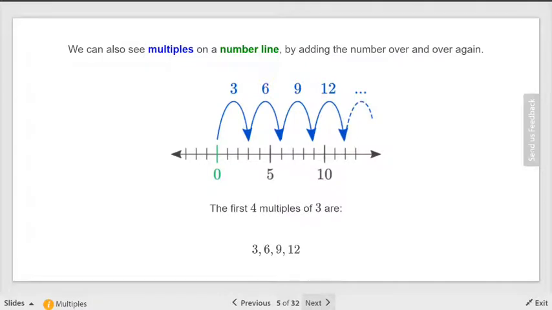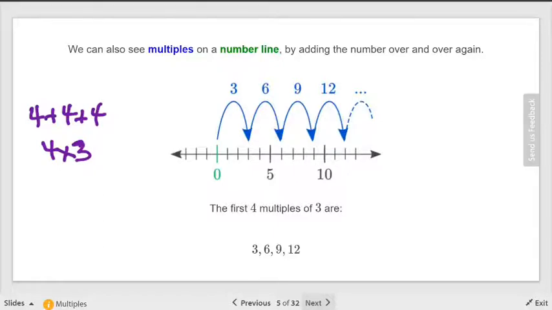Okay. You can also do multiples on a number line by simply counting. Because every time you multiply by 4, remember that multiplication is simply repeated addition. So instead of saying 4 plus 4 plus 4, I can say 4 times 3. In other words, 4 three times, right? So we can do that counting.